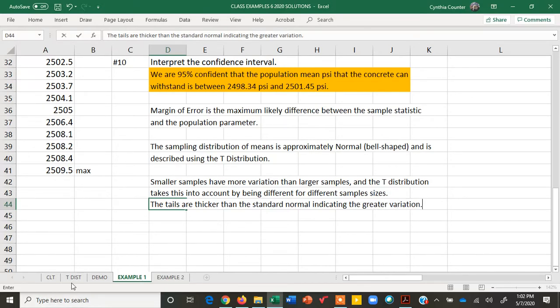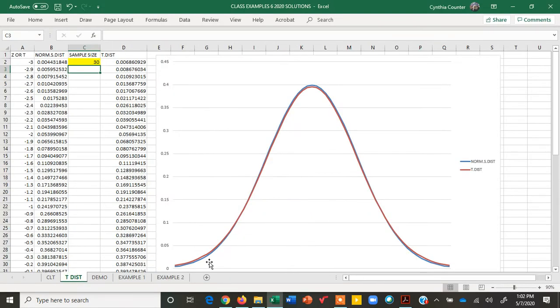So going back to the picture, you can see the red, which is our t-distribution, is greater than the blue, and it is even more noticeable with smaller samples. So I put a sample size of 10, you can see the gap right there. This tail here is thicker out in the ends. It's thicker than the standard normal because there's more variation, so you have more data further away from the mean.